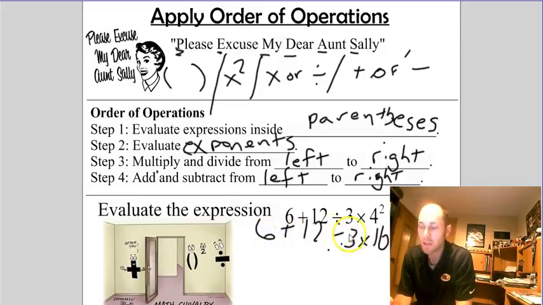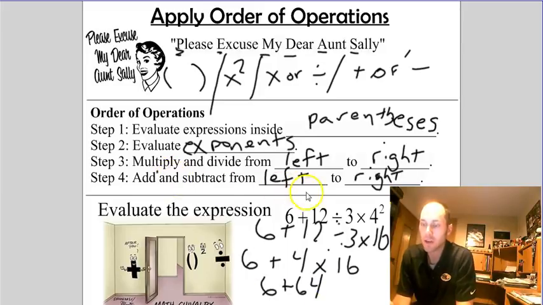I'm at the multiply divide level, so I do the first one that shows up left to right. So 12 divided by 3 is 4. Rewrite 6 plus 4 times 16. I still have multiplying and dividing left, so I finish that up. 4 times 16 is 64. And then I go to the add subtract level. There's only one left. So 6 plus 64, that gives me 70 when I finally simplify it all down.